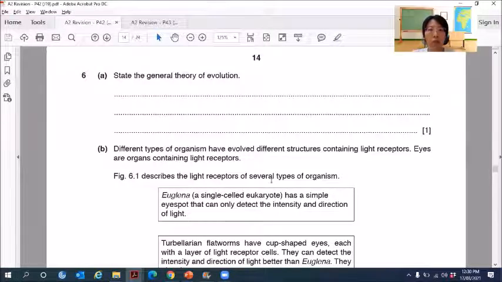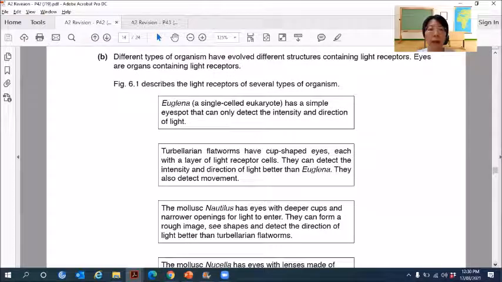Okay, state the general theory of evolution. So the keyword they're looking for in your answer is change over time. So the word time must be there. If you say formation of new type of organism from pre-existing type without the word time there, you will not get the mark because evolution needs time. So there's a very key word there.